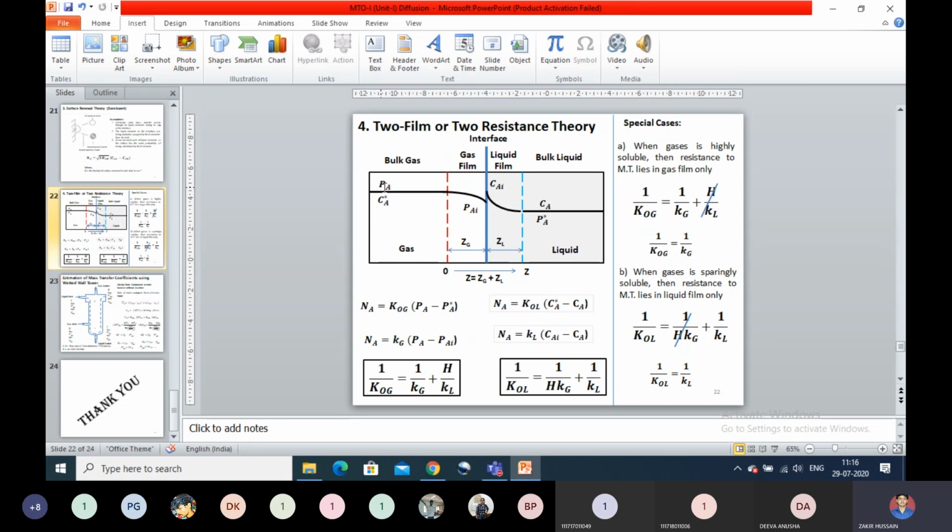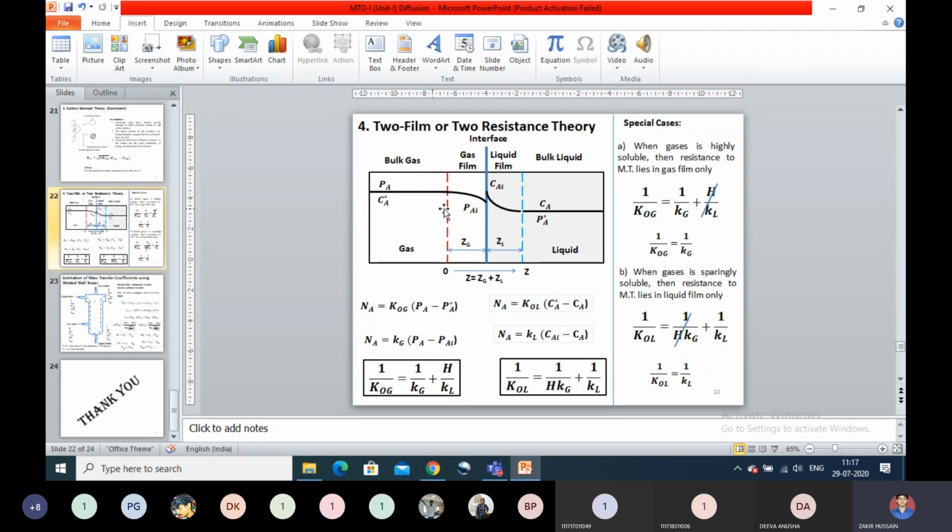So we have to write a similar equation for the gas phase, and next one for the liquid phase, where the concentration varies from CAI to CA. From the right side up to the interface it is entirely liquid phase, and from the left side up to the interface it is gas phase. For the individual mass transfer coefficient in terms of gas, we have to use this region. For the individual mass transfer coefficient for the liquid phase we have to use this region.